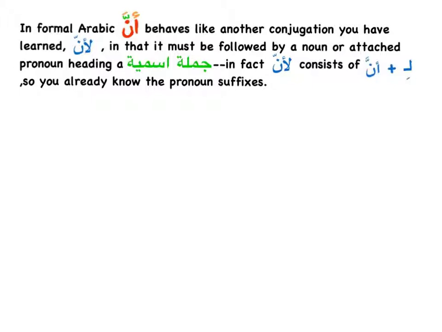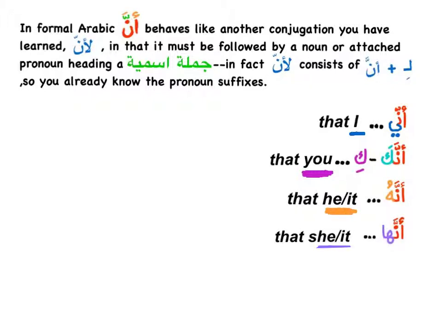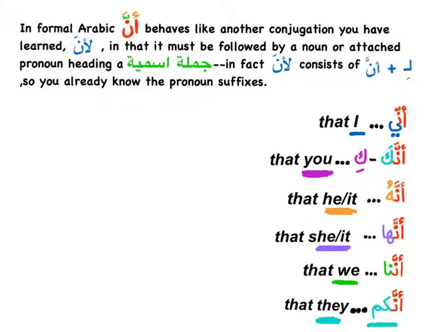Let's see how أن works with attached pronouns. Attached pronouns are pronouns like أنا, أنت, أنتي, but with a form that can be attached to a particle. So أنا becomes أني, I, أنك, أنكي, for you, masculine and feminine, أنه, he or it, هو, أنها, هي, أننا, نحن, and أنكم for أنتم.